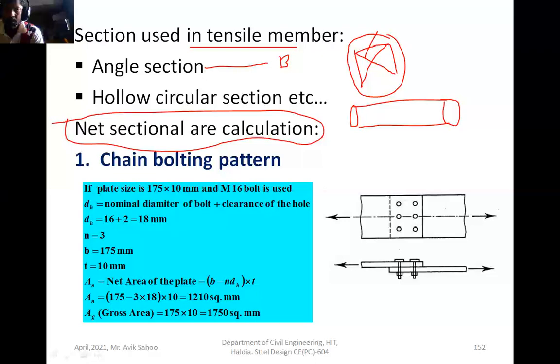As the area of the plate is reduced, the strength is also reduced. So the net area you have to calculate. And one thing you note: in a welding connection there is no hole, so the full area of the plate is considered. Only for the bolting connection do you have to consider the net area.